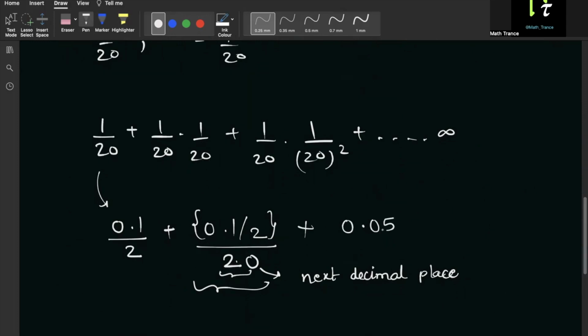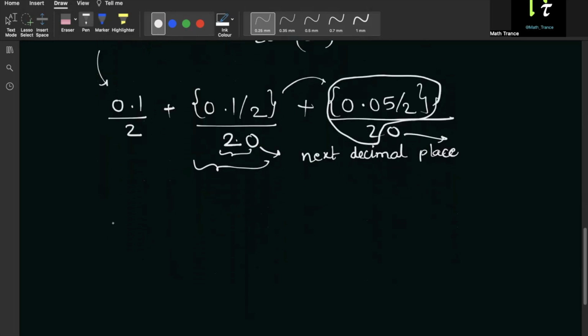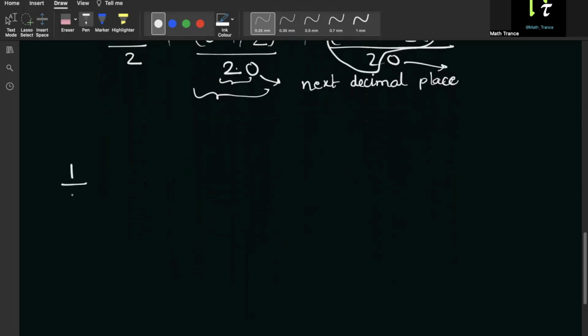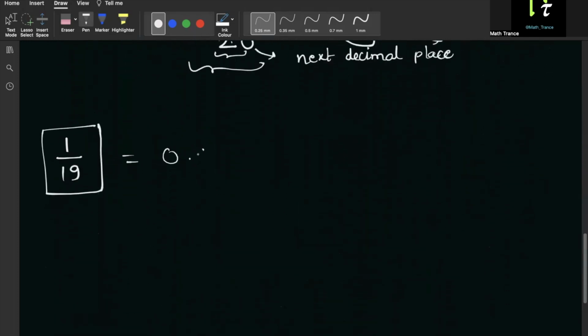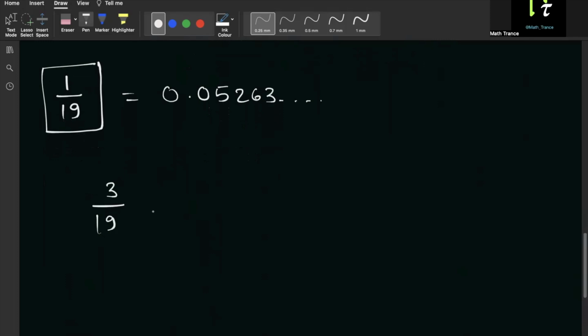When you divide this by 2, you'll get this term. The next will be this by 20. This will give you the next decimal place, and you just have to perform this operation continuously. So whatever you were doing was perfectly all right, and it will give you the value of 1 by 19, which is the same as 0.5263. Not only this, you can extend it to 3 by 19 as well.